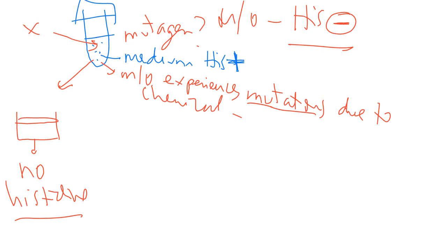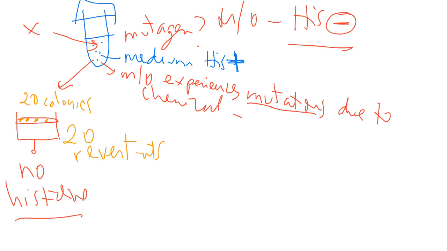So let's say that 20 cells, 20 colonies, I should say, not cells, grew in the medium, which represents one cell. Each one of them came from one cell. So 20 colonies grew in the medium with no histidine. So that means 20 revertants. So the question is, okay, is that a significant number?